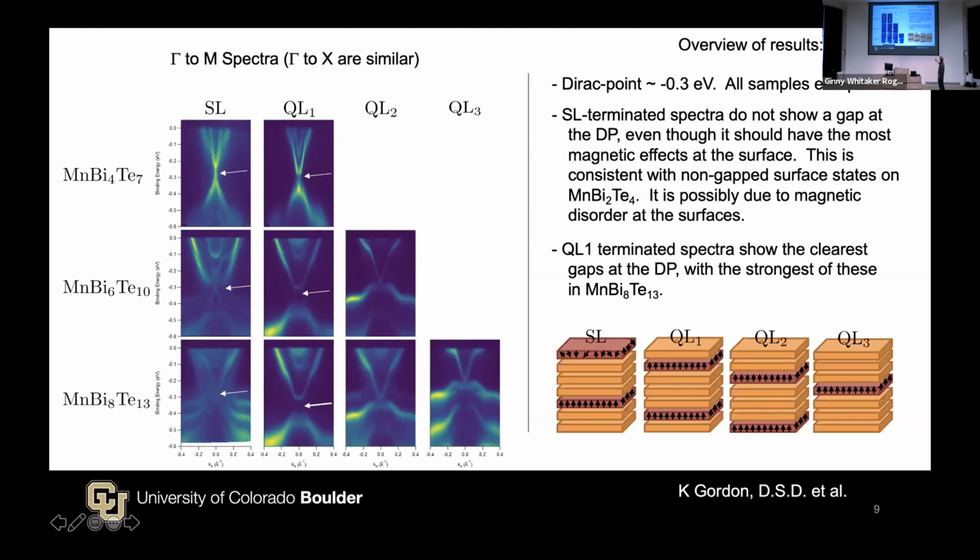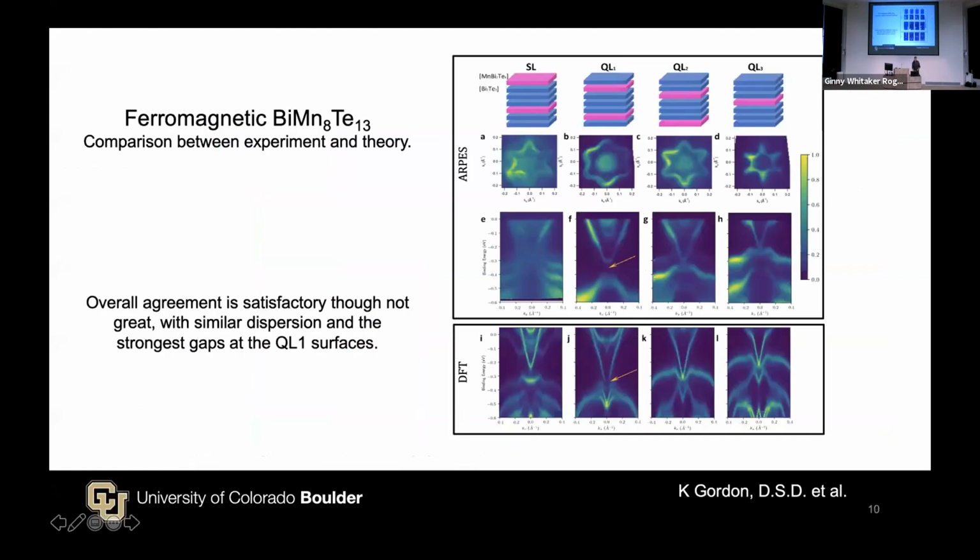In other words, the surface with 1 non-magnetic layer at the top, and we argue that one is still ordered, whereas when there's just the SL surface, we don't have a gapped state. And we argue that is due to the magnetic disorder there. We can take this data, which I already showed you, now just focusing on the 1813, and compare to DFT calculations, as shown here for the different surface terminations. And the agreement is, I would say, satisfactory. It's good. It's certainly not perfect. But similar dispersions, very similar structures, as you can see, including this largest gap for the QL1 surface.